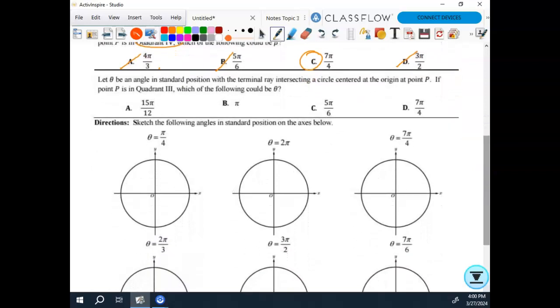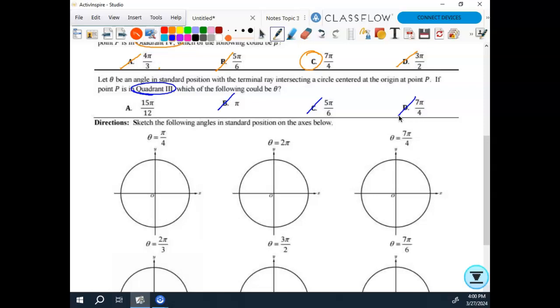All right, so here, now we're in quadrant 3. Now A, maybe not something that you recognize, so let's just skip it for a second. B, that's pi. Pi is a quadrantal. This is a second quadrant angle, and this is a fourth quadrant angle. So I'm pretty sure my answer is A. But let's talk about how we would know.